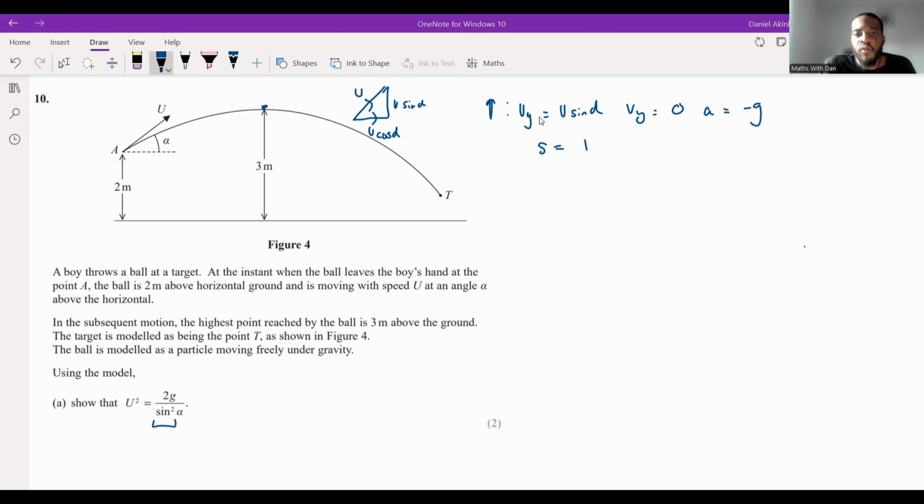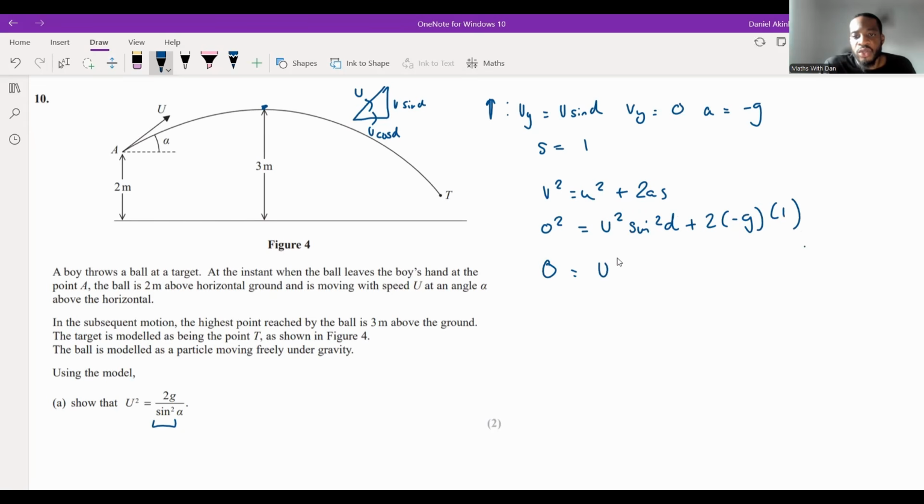Now ask yourself what SUVAT formula connects all of these variables together: u, v, a, and s. v squared is equal to u squared plus 2as. So we plug everything into there. It's going to be zero squared, which is just zero, equals u squared sine squared alpha, if I square that, plus two lots of a, which is minus g, and then s is one.